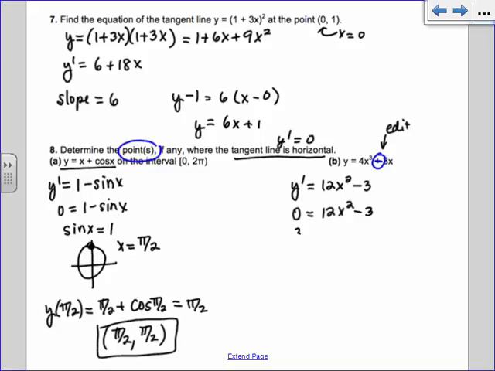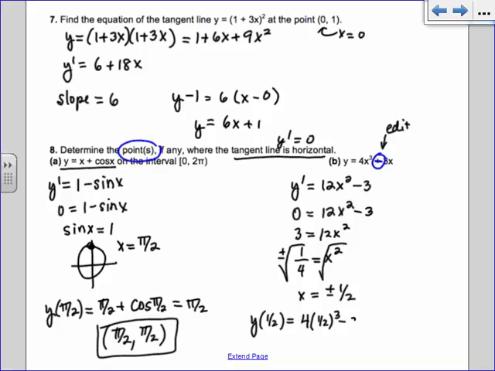All right, so anyway, I get 3 equals 12x squared. So I get 1/4 equals x squared. I take the square root of both sides, plus or minus. So I get x equals plus or minus 1/2. So now we go back and we plug in. So I'm going to find y of 1/2.